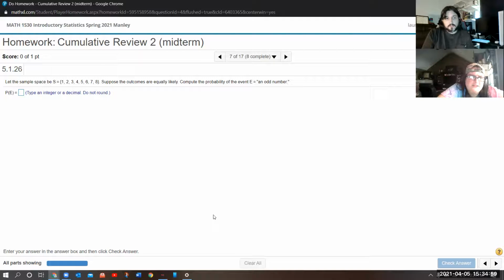Sample space. Let the sample space be the numbers 1 through 8. Suppose the outcomes are equally likely. Compute the probability of the event, an odd number.